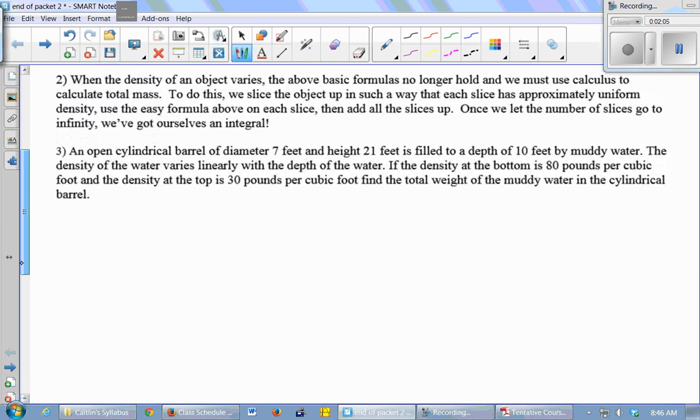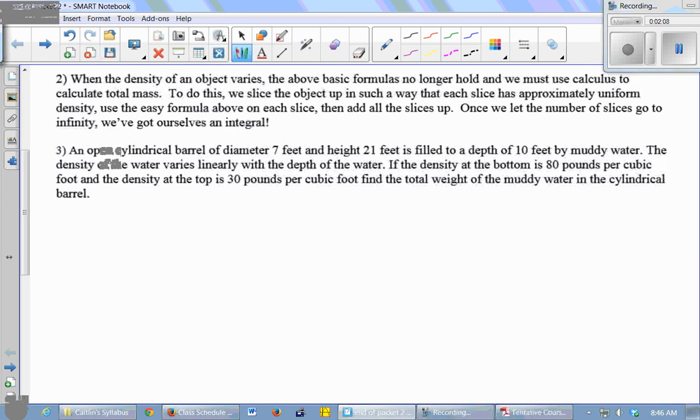But when the density of an object varies, it's not the same everywhere, those basic formulas no longer hold. You can't just apply a simple formula if the density isn't the same throughout the entire object. So we have to use calculus to calculate total mass. To do it, you slice the object up in such a way that each slice has approximately uniform density, apply the easy formula on each slice, and then add all the slices up. Once we let the number of slices go to infinity, that would be an integral.